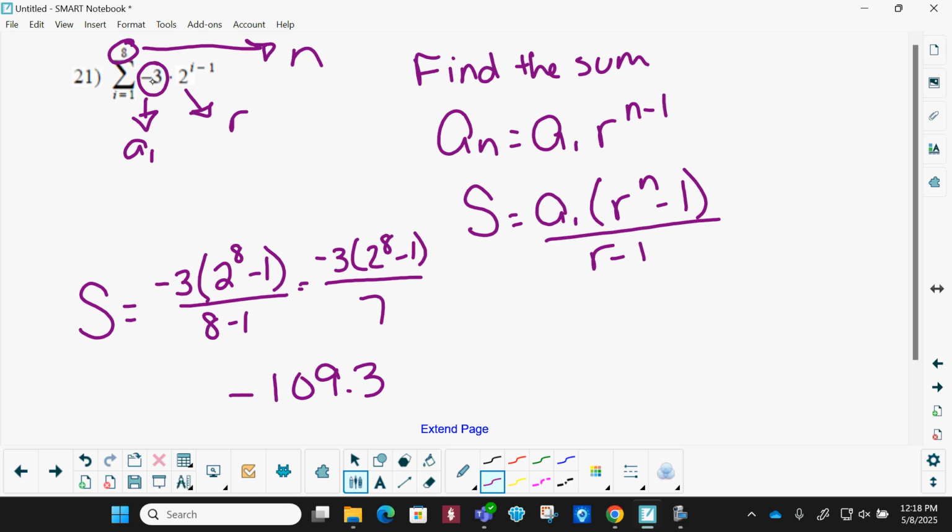I'm trying to think, did I mess up? Because that does not seem to be right. So let's try this again. 2 raised to the 8th minus 1 times -3 divided by 7. Yep, I'm getting that. Okay.